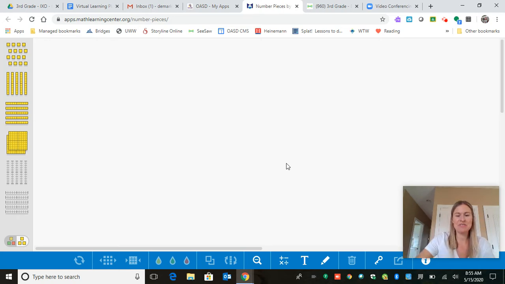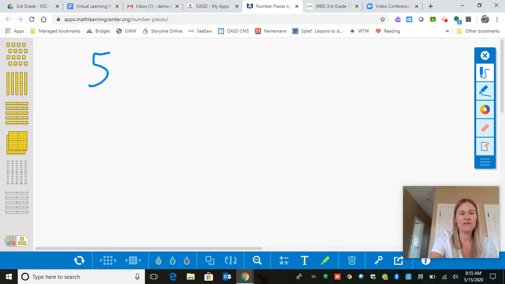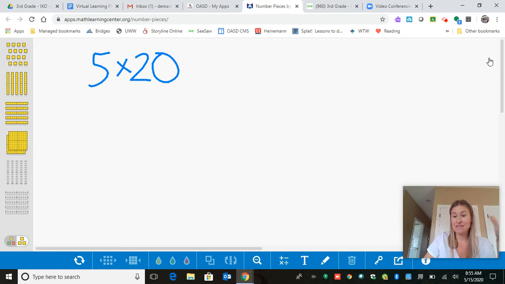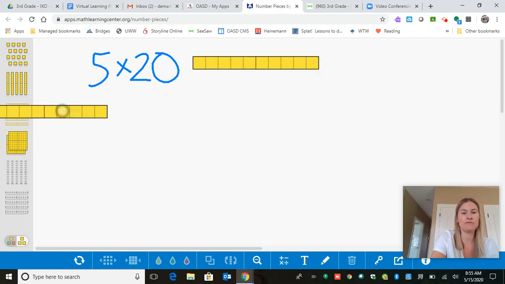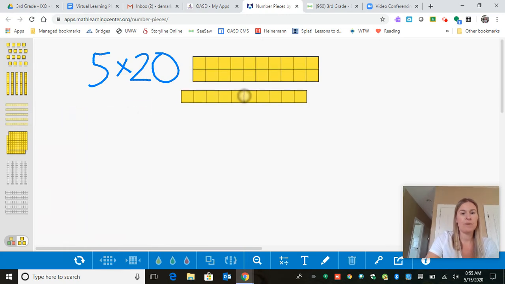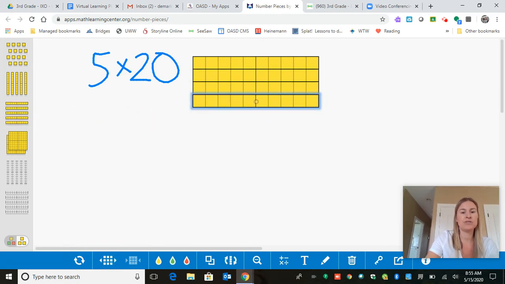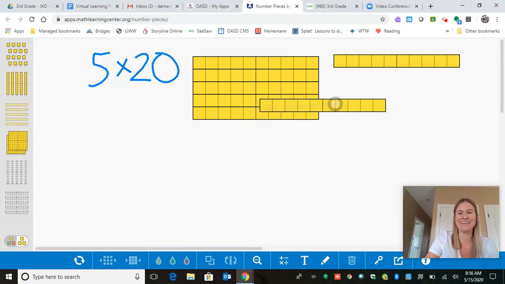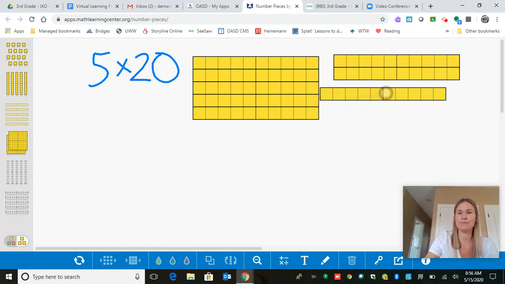This time I'm going to present to you 5 times 20. Some of you already have a trick up your sleeve because you see that 0. But while you are writing this fact and solving it, I'm going to model it for us. I'm going to break up that 20 into a 10 and another group of 10.